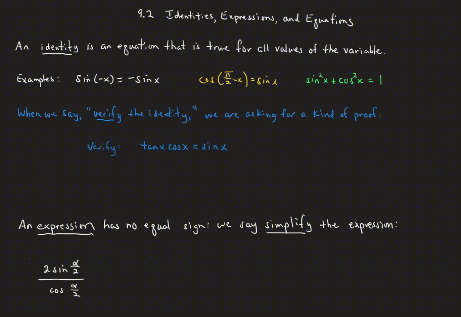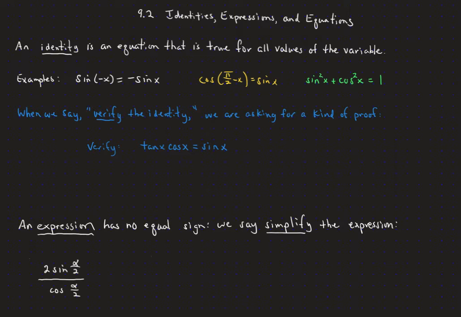We're going to talk about section 9.2 in our book, Identities, Expressions, and Equations. Try to see the difference between these. We've talked a little bit. An identity is an equation that is true for all values of the variable. Our favorite identity, of course, in trig is sine squared plus cosine squared equals 1.